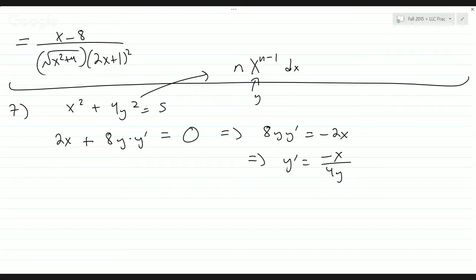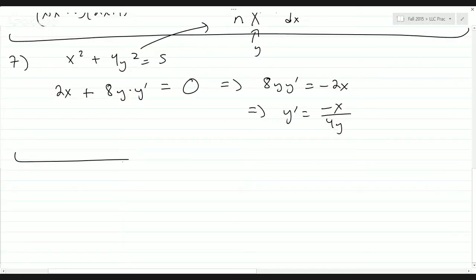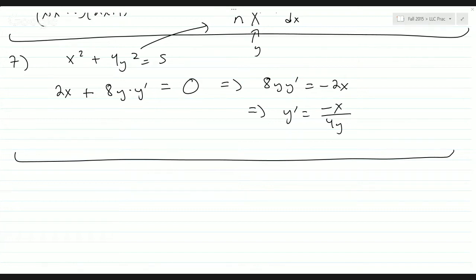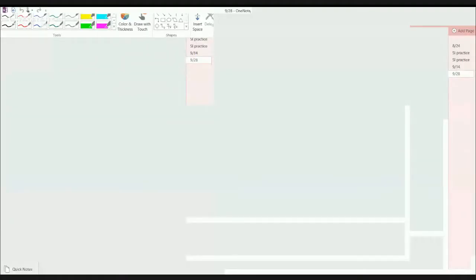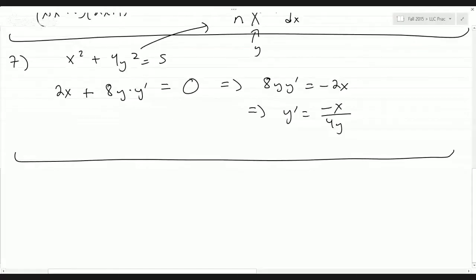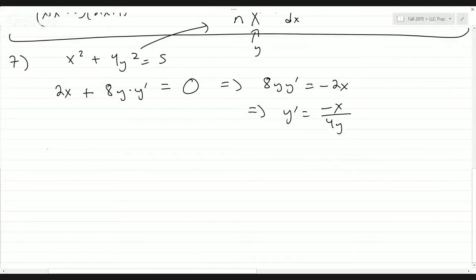Are we good with this? They can get very long, as you guys have seen with the homework. So now, we're still supposed to find y double prime. Okay, so what do we use to find y double prime? What rule do we use?